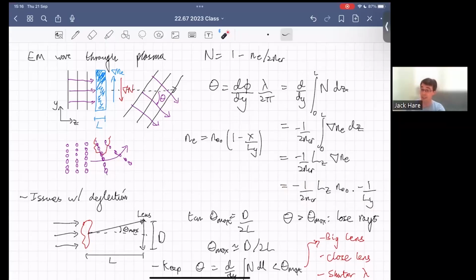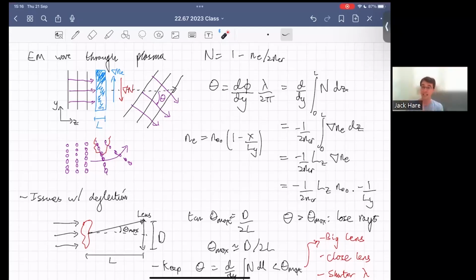Now, not all of these things are possible in a standard experiment. If you've got a tokamak, you may have a limit on how big your detector can be because it's got to fit in a gap between some magnets. You'll certainly have a limit on how close you can put it to the plasma because you don't want to stick it right inside. And you may not be able to choose whatever wavelength you want. Perhaps you're looking at electron cyclotron emission and you've got no choice but to use the wavelength it's emitted at. So this can cause big problems.